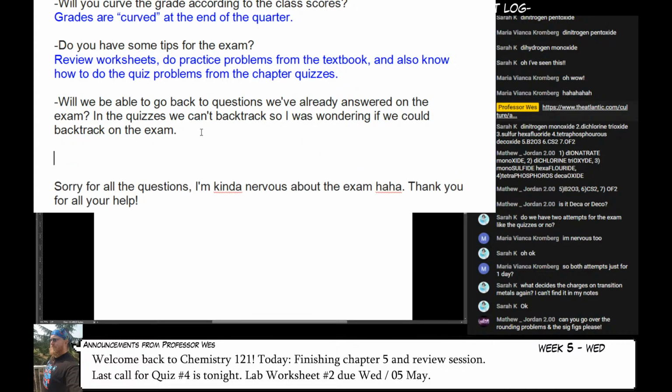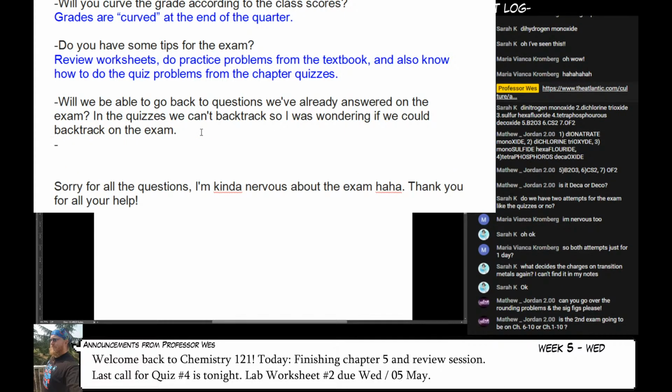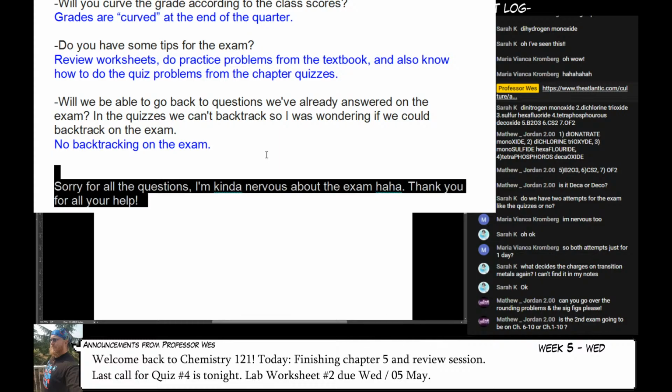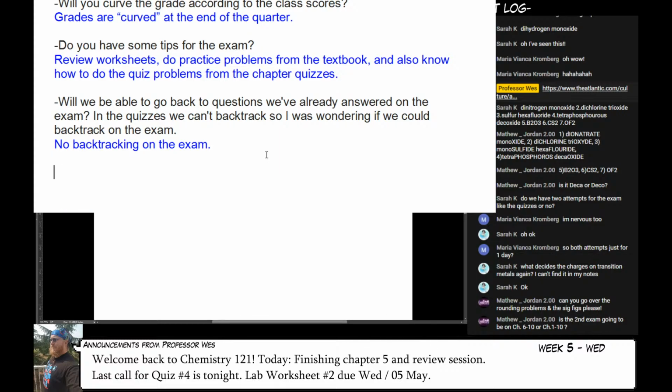Can we backtrack? So no backtracking is allowed. And the reason for that is because you can use any resource that you want on the exam. You can use any resource that you want to. That includes other people on the exam.